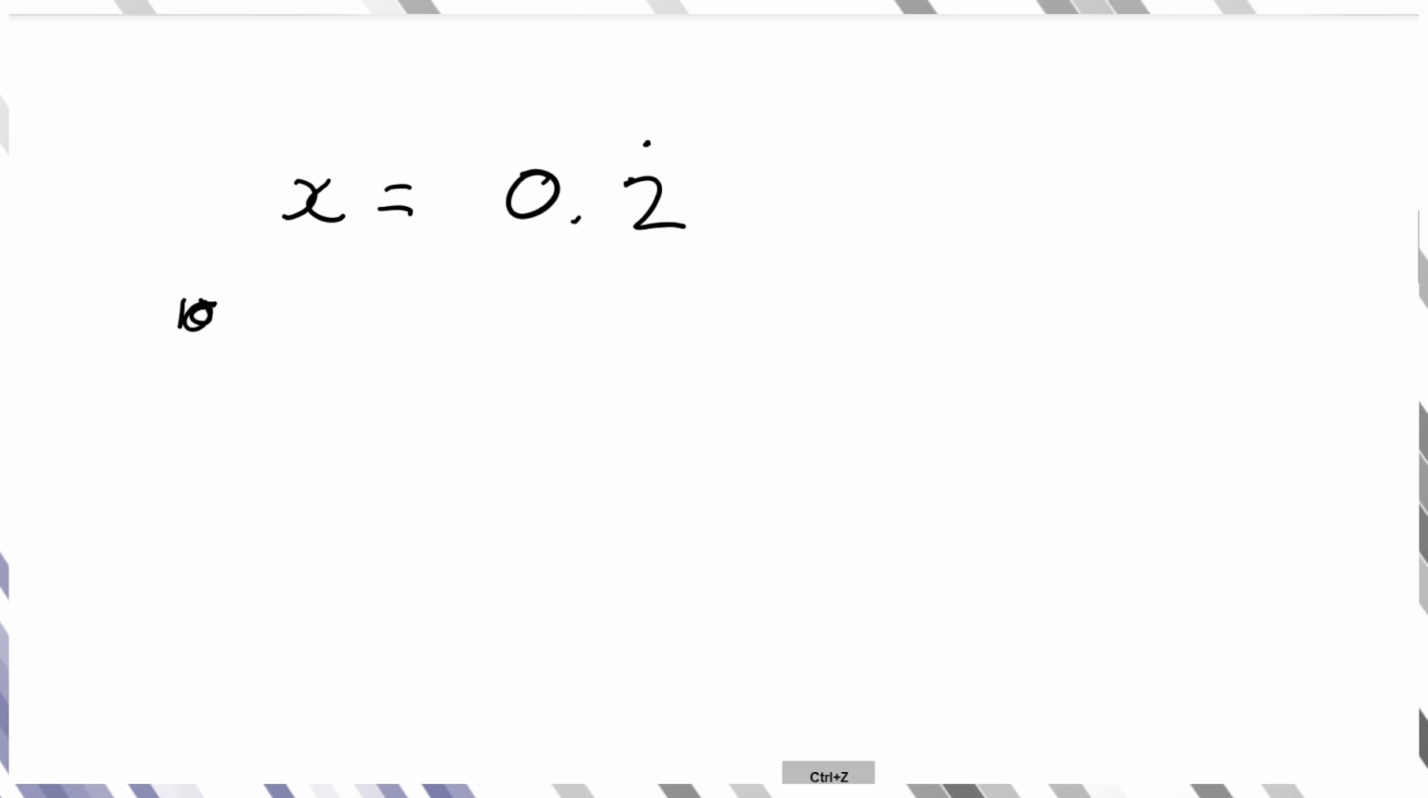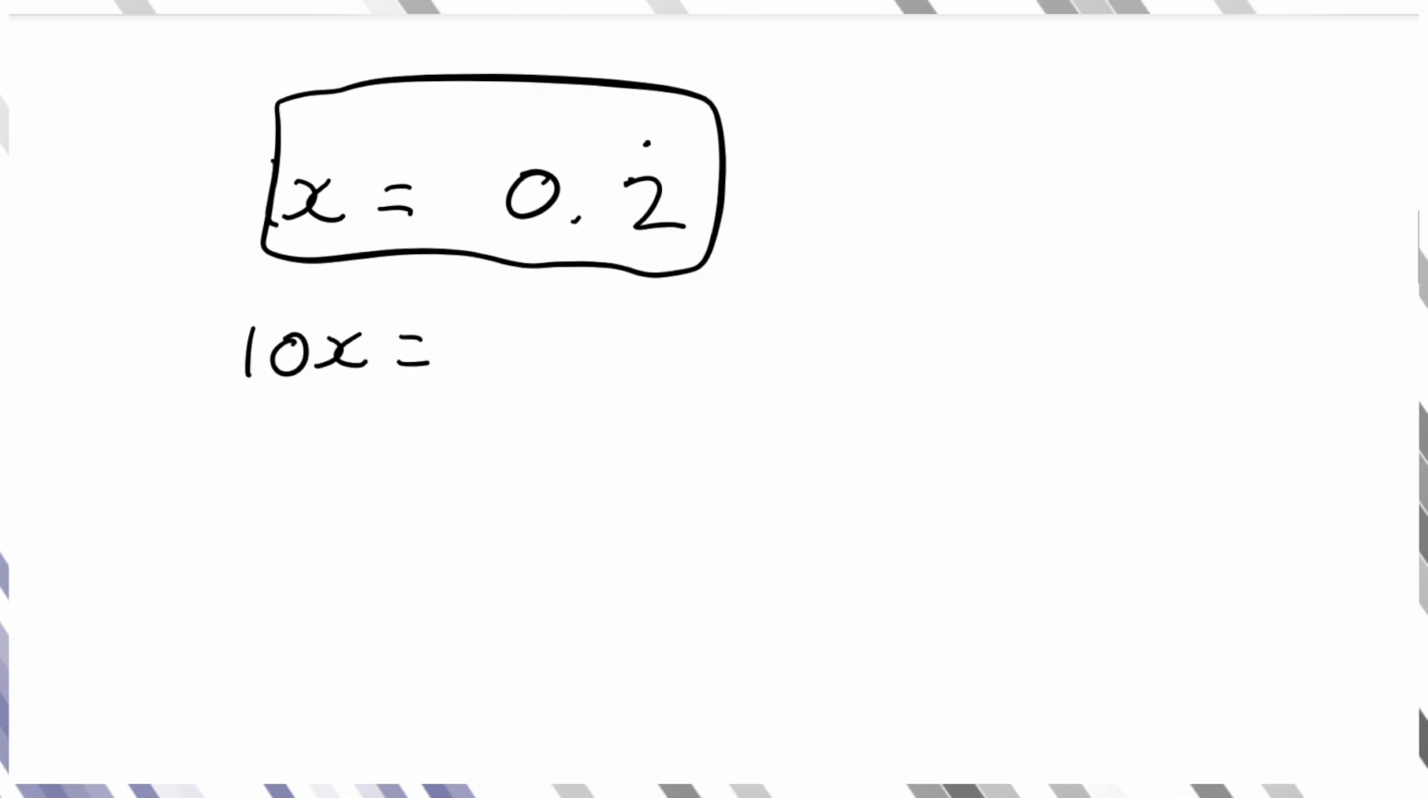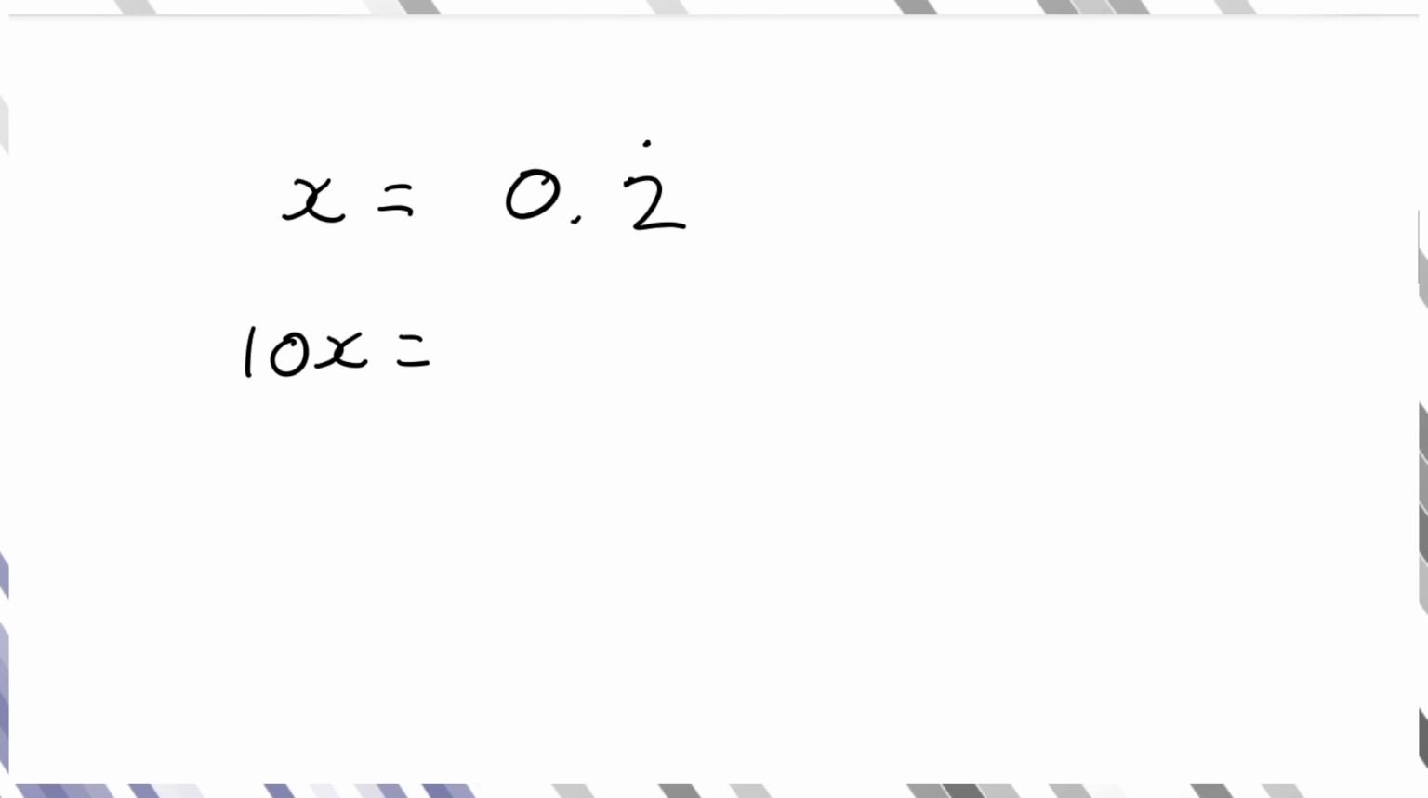Now at this step, if we had the first example, 0.23 recurring, then we would want to find 100x because there's 2 zeros, because there's 2 digits in the pattern. And we'll see why shortly as well. So for now, let's say 0.2 recurring, so we just want to find 10x. So first step, x equals the number that we want to find as a fraction. Next step, we find 10x or 100x or 1000x, depending on how many digits there is in the pattern that's recurring.